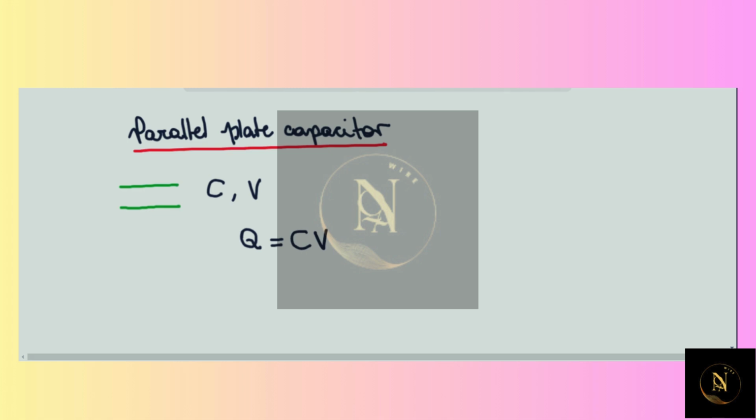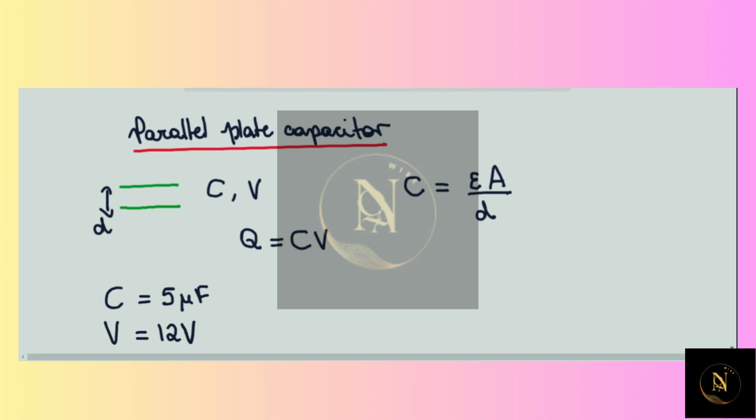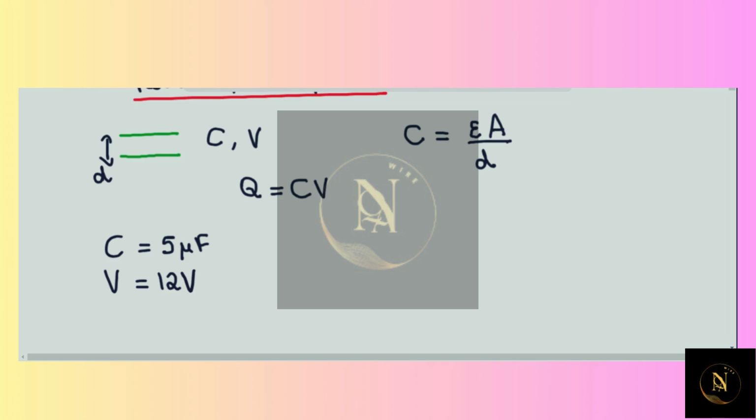Also, C for a parallel plate capacitor is equal to the dielectric permittivity epsilon times the area of each plate divided by the separation d between the two plates. And in our problem, we have a parallel plate capacitor that has a capacitance of 5 microfarad and is connected to a battery that has a potential difference of 12 volts. And then the battery is disconnected and some experiments are done.